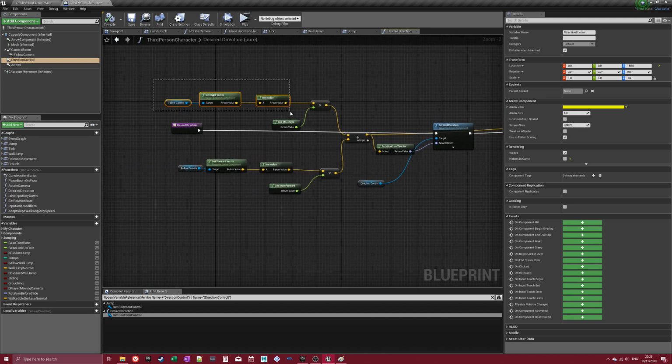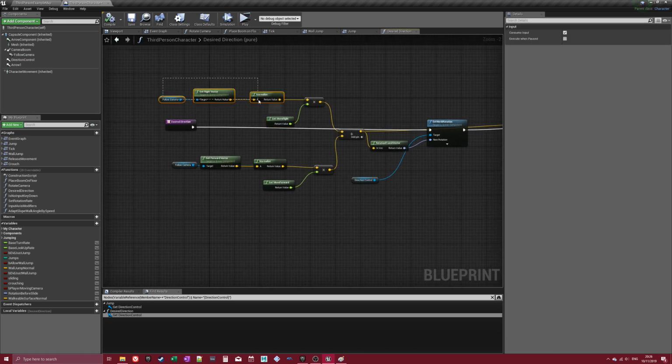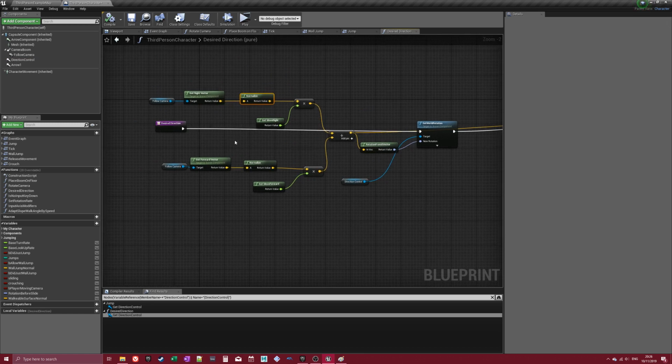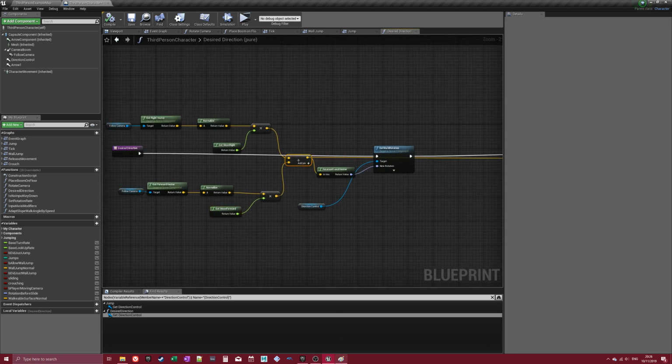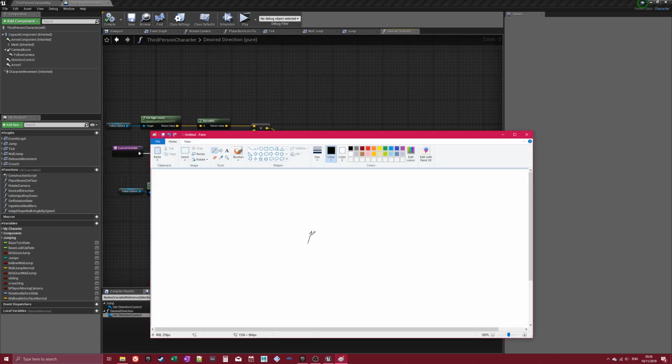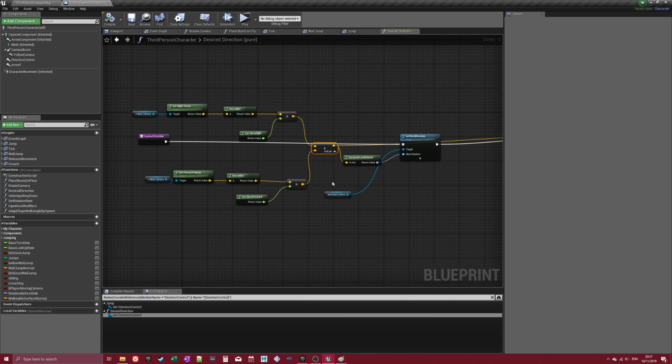So I get the forward vector of the camera and I multiply it by move right, sorry, the right vector. I normalize it, of course, so it becomes a direction. Same for the forward vector and move forward. I sum them up. So let's say I have this one and this one. I want to have this final point, the combination of the two, right? This is vector math. This is not very important right now, but if you are a gameplay mechanics kind of guy, you need to know this eventually.